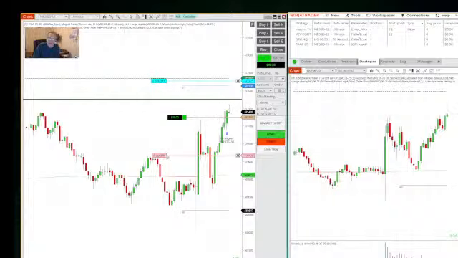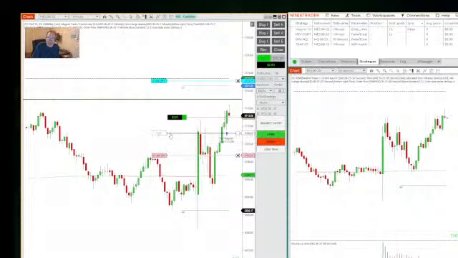Or I could wait a few minutes. I really don't want to give back a lot. I don't want to give back a lot, but I'm willing to give back below some of the move up, maybe $80 or something like that.